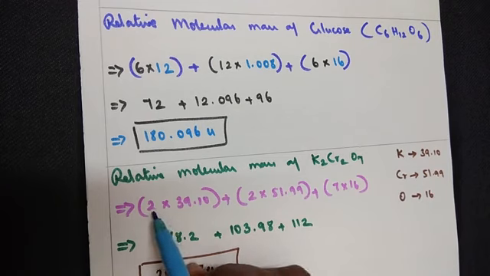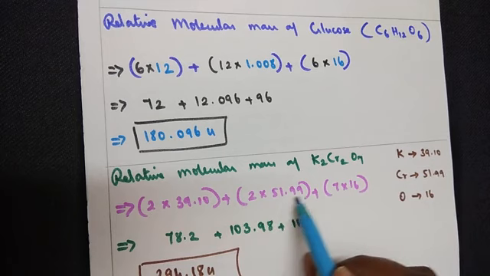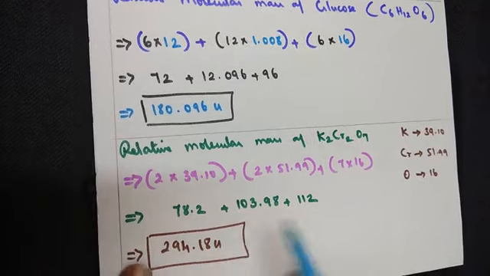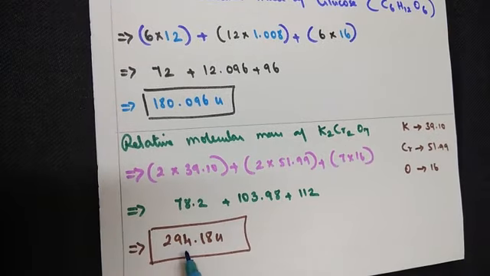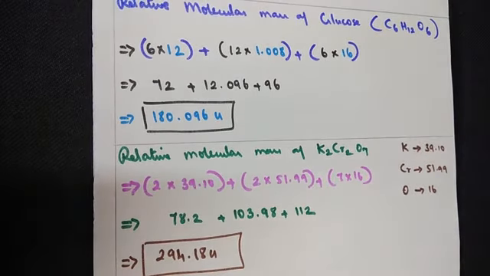So multiply 2 into the mass of one potassium atom, 2 into the mass of one chromium atom, and 7 into the mass of one oxygen atom. So finally we get the answer to be 294.18 U. Let me quickly tell you once again.